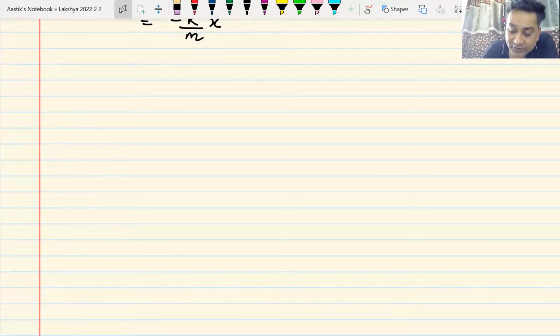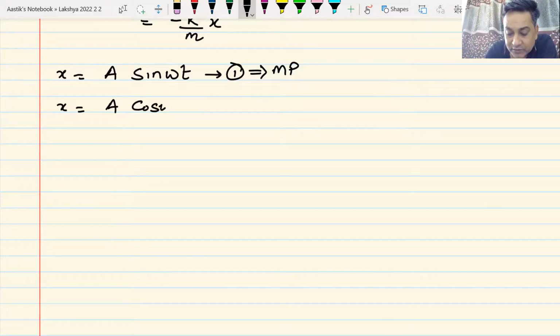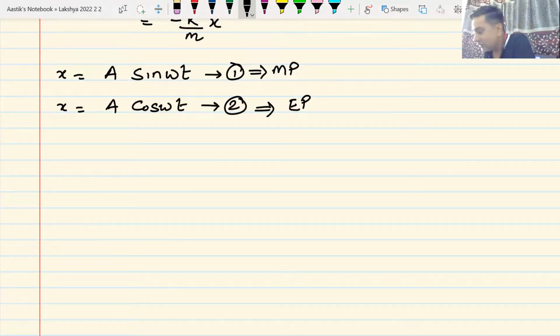Now remember, I can write the equation of SHM in this fashion, x is equal to a sin omega t. That is the first way of writing it. Now, when I write it the first way, I am writing it from the mean position. Do we understand this? But here, they have asked from the extreme position. So instead of using this equation, I should use the second equation, x is equal to a cos omega t, because equation number 2 is written from the extreme position. Do we understand this? Yes or no? Please raise your hands.